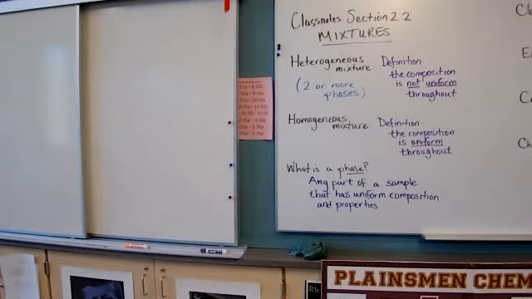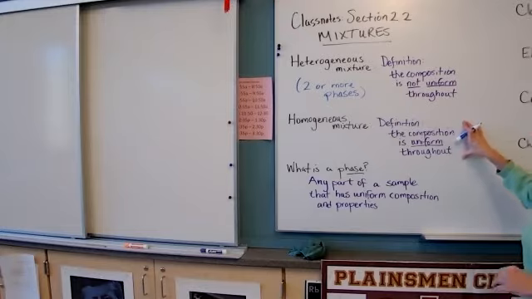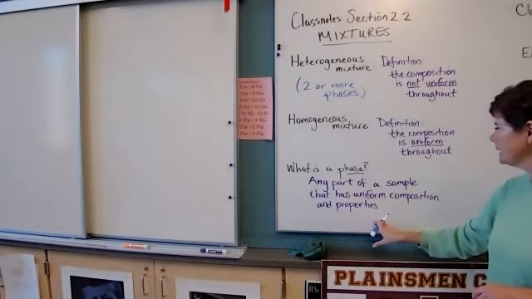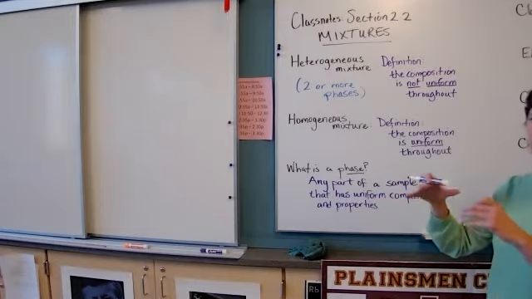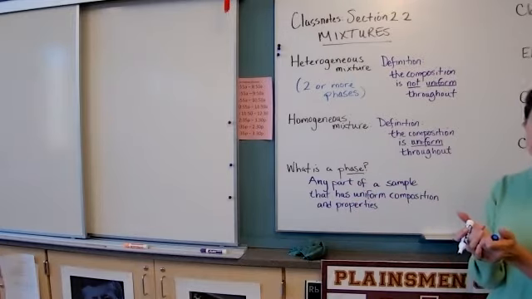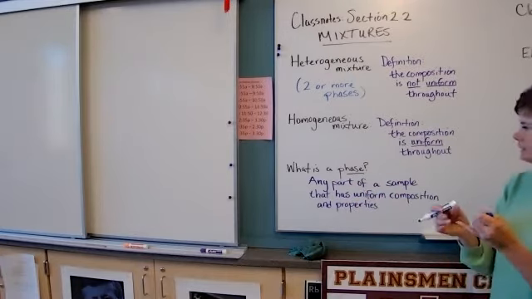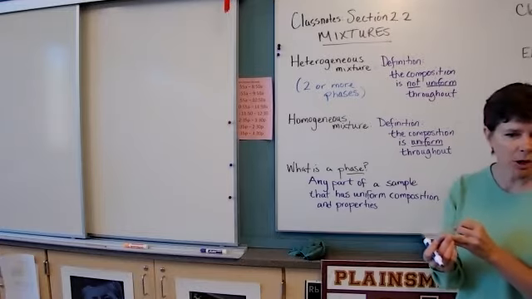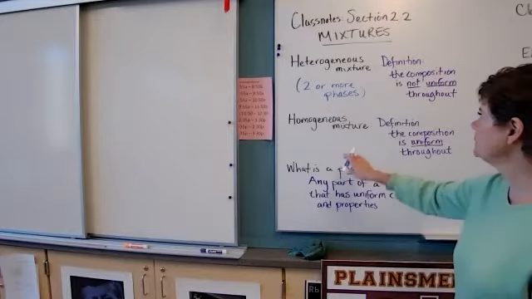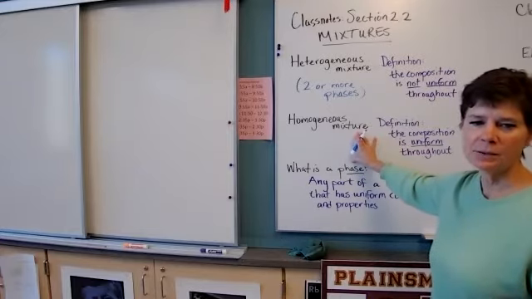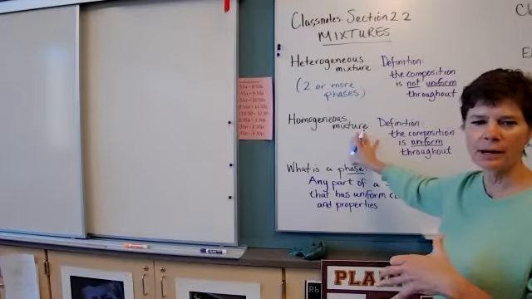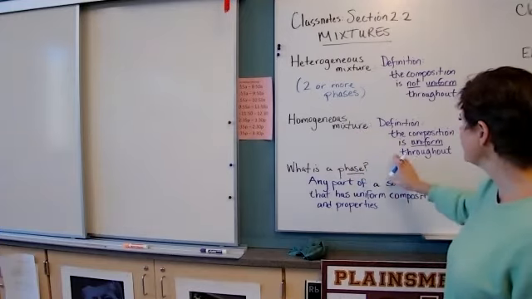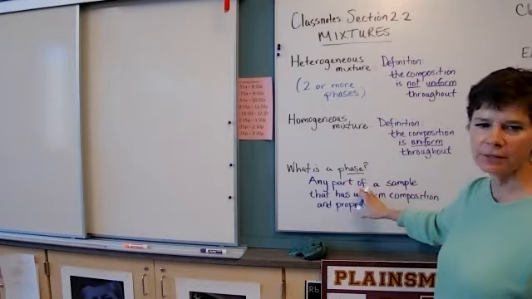For the next one, a homogeneous mixture, we define as the composition is uniform throughout. That means that the sample has only one phase because all of that particular mixture has the same composition and the same properties. So for example, salt water mixture would be a homogeneous mixture, as would powdered Gatorade in water once it's all mixed in. Every part of that has the same composition, even though it's a mixture.